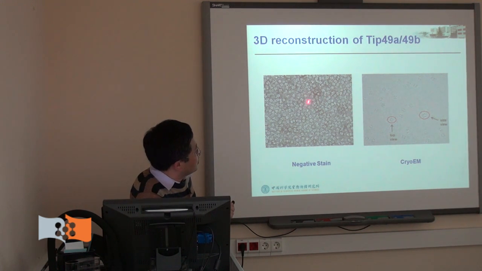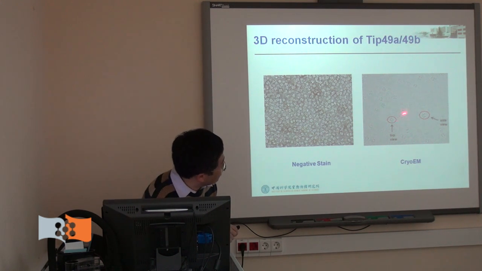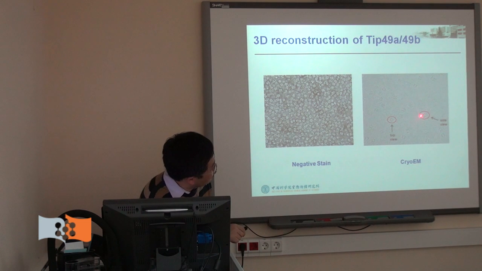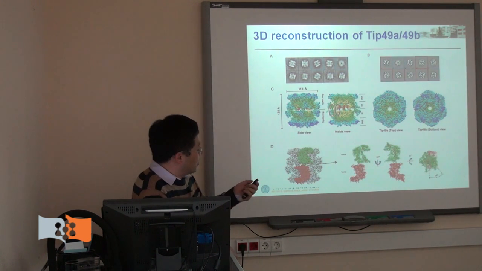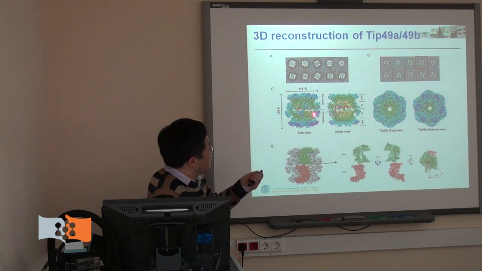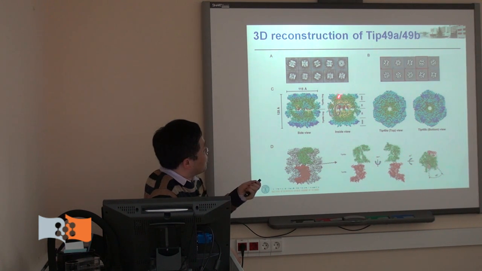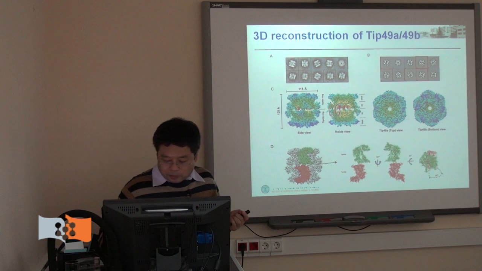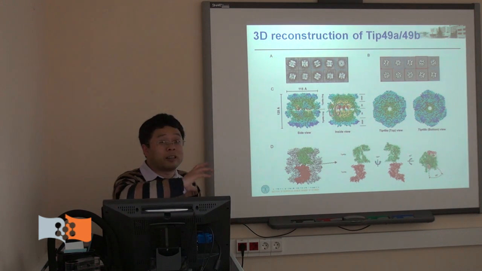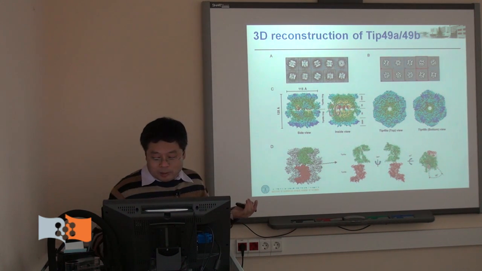With negative stain, we just checked the sample and used cryo-EM. It looks like a double ring. This is a side view and the top view of this one. And we used single particle analysis to get a reconstruction of this complex. This is A and B. This is a hexamer, a double hexamer.